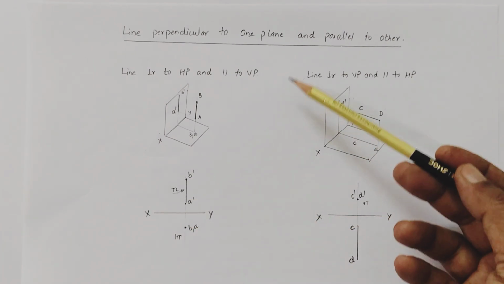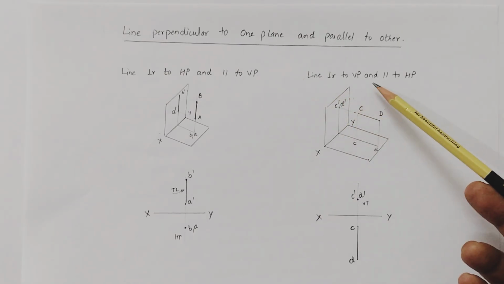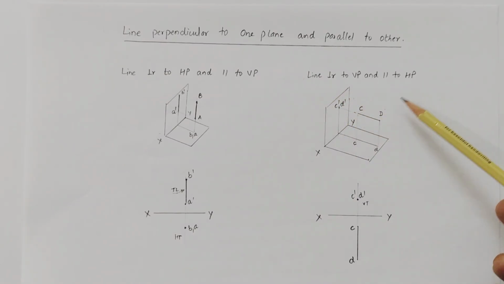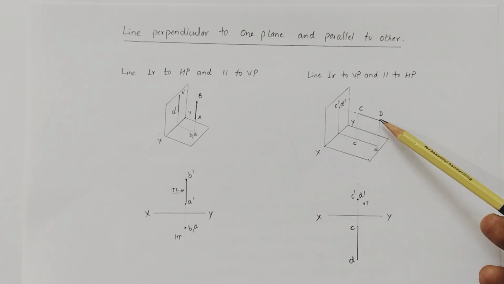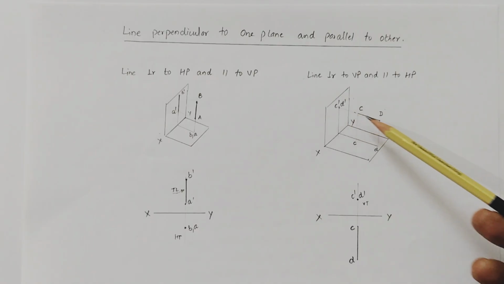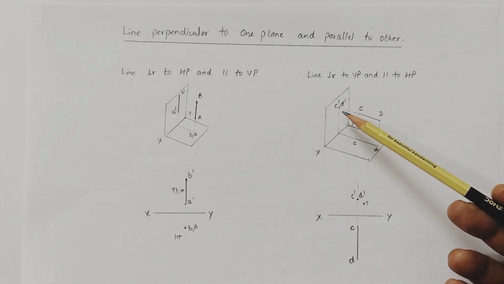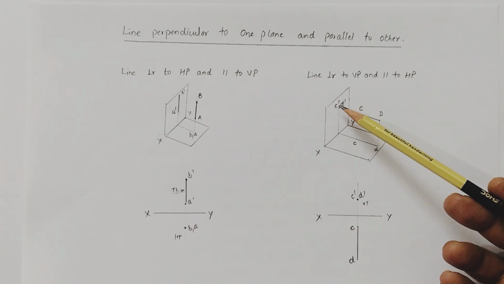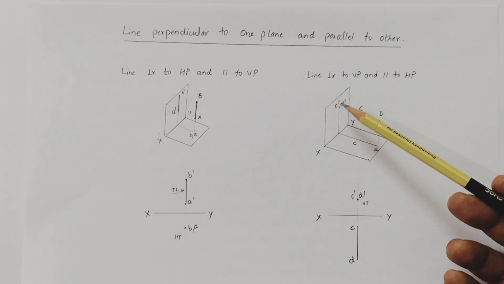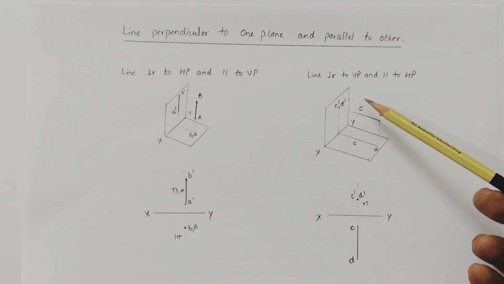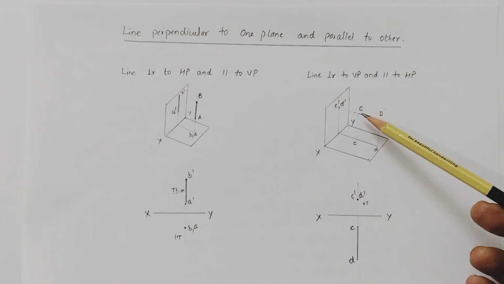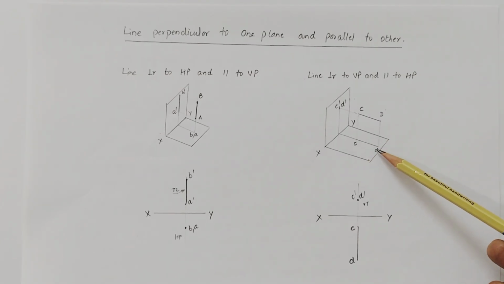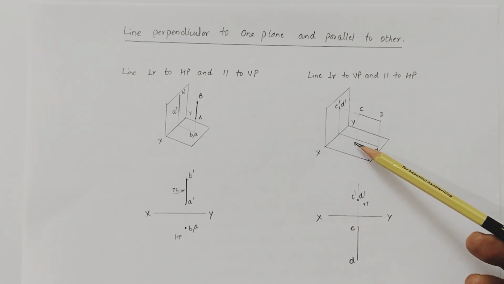Now the second case is a line perpendicular to VP and parallel to HP. In this case, we have a line CD. This line is perpendicular to VP. When we view from this side to get the front view, the projections of C and D overlap, so we get c dash d dash as the front view of the line. When we view from the top side, we get the projection of point C here and point D here. When we join these two projections, we get the projection in the top view as cd.